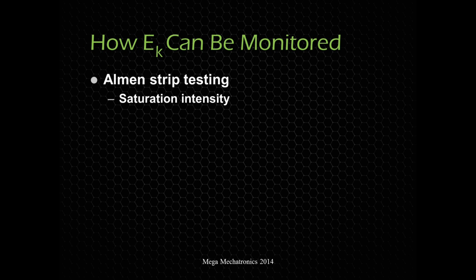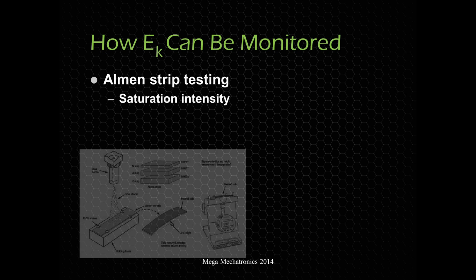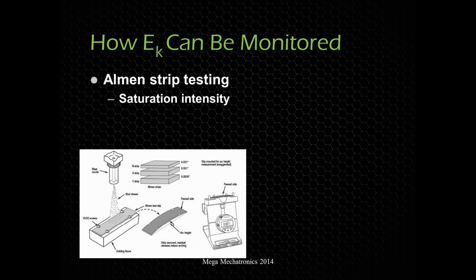So how can we monitor the kinetic energy? Well, we're going to use Almen strips. What an Almen strip is, is a small standardized piece of metal. It's only a handful of millimeters in size.